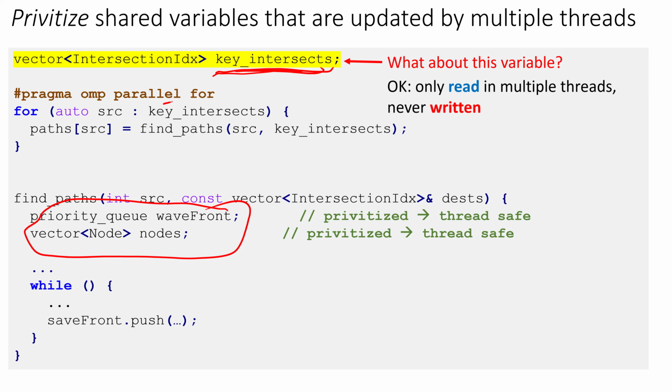It's okay to have many threads reading from the same variable. You can't have many of them writing to the same variable, or one writing and others reading. Those are race conditions, it's going to be chaos.